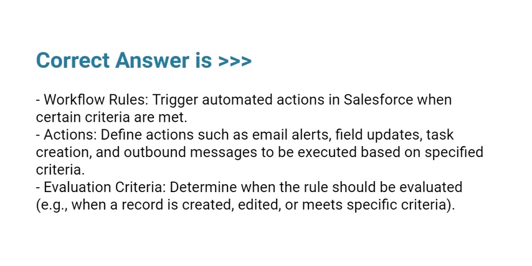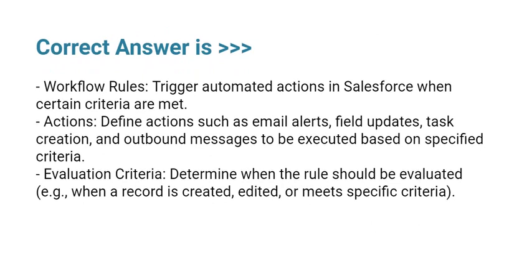Actions define actions such as email alerts, field updates, task creation, and outbound messages to be executed based on specified criteria. Evaluation criteria determine when the rule should be evaluated. Example, when a record is created, edited, or meets specific criteria.